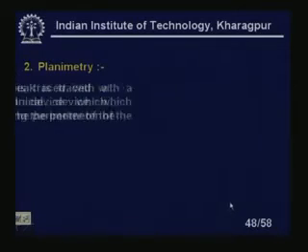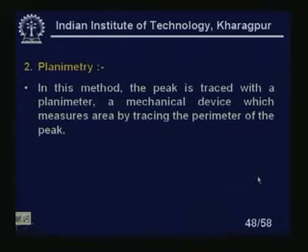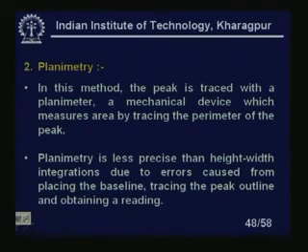Planimetry is another method of integration. In this method, the peak is traced with a planimeter, a mechanical device which measures area by tracing the perimeter of the peak. Planimetry is less precise than the height-width integration due to errors caused by placing the baseline, tracing the peak outline and obtaining a reading.